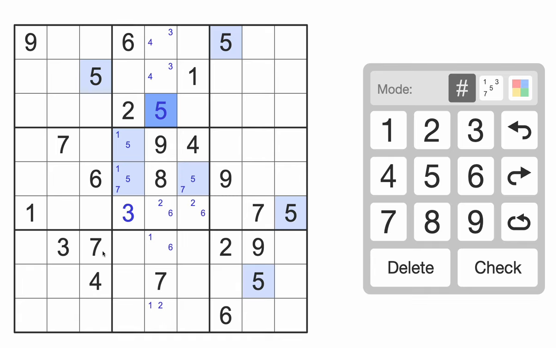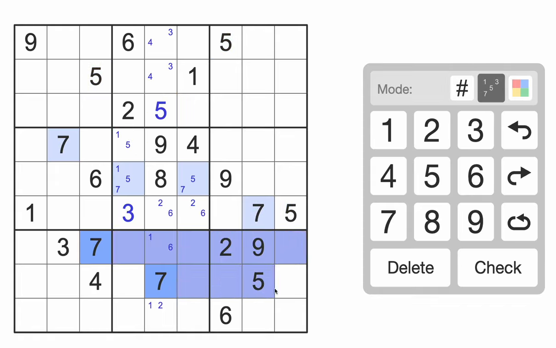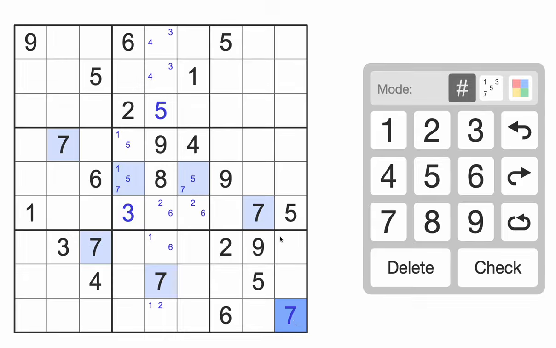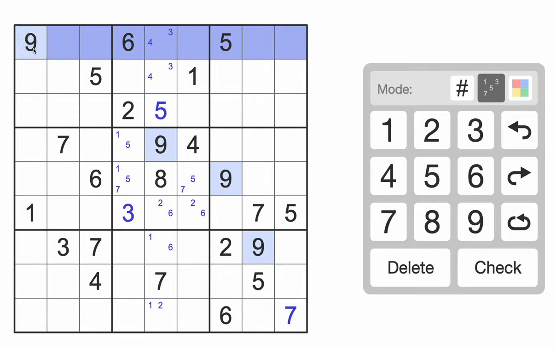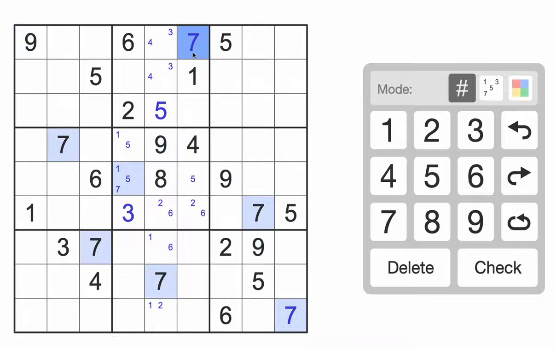Okay, now there's 7 in box 9. 7, 7, 7 gives me 7 here. And now I can place 7 on row 1. Here's 7, here's 7. They block these. This 7 blocks here. 7 and the 7 here block these cells. So 7 can only be here in box 2.